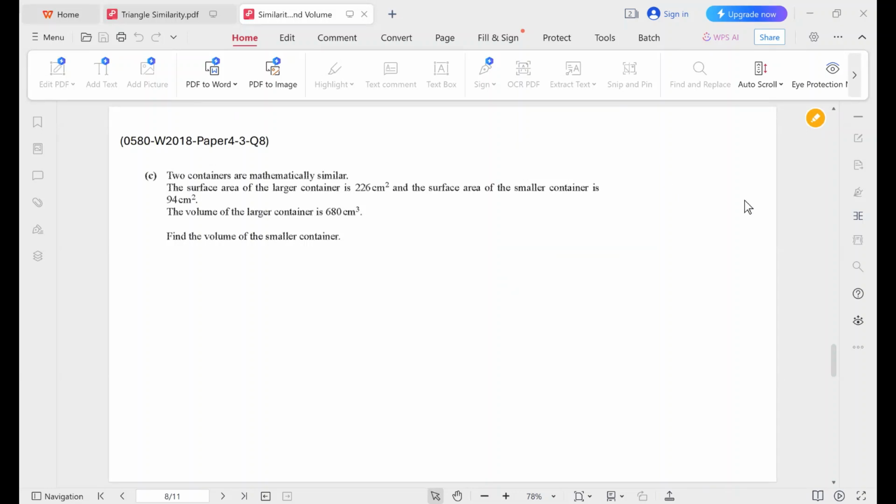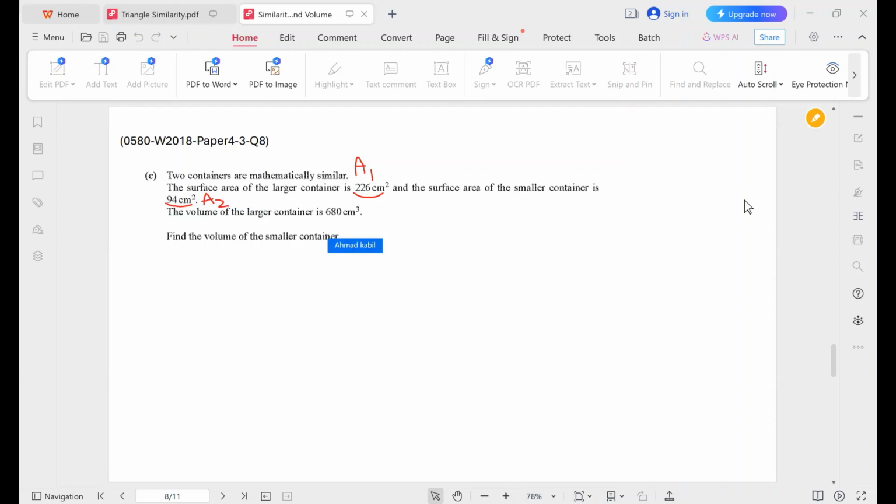In this problem, we have two containers that are mathematically similar. So let's just label the numbers that are given using the values that we are used to putting in the equation. So we have, for example, surface area of the larger container. So this would be area, so A, and larger. So we said that 1 corresponds to larger. And then the surface area of the smaller container. So we have 94 would be A2. This is the area of the smaller container.